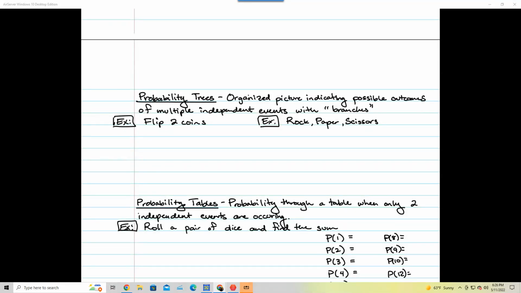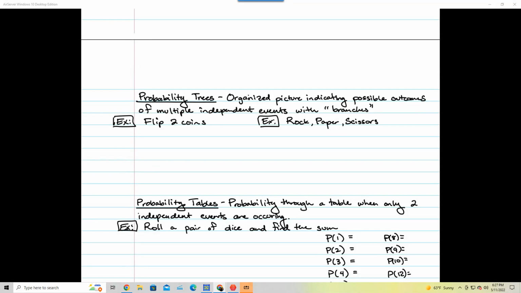Probability trees are great when you have multiple independent events occurring. So maybe you have three things going on at the same time or two things going on at the same time. And it allows us to map and see what the different branches look like. Okay, so what do I mean by that?